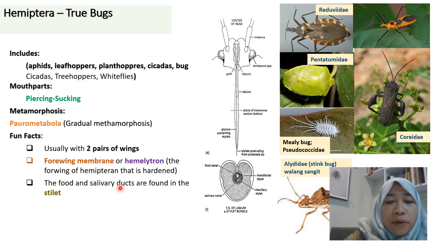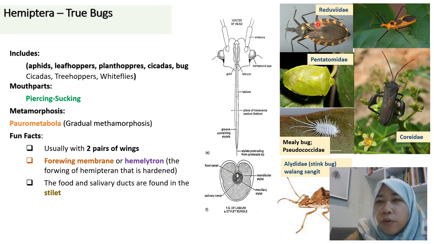The food and salivary duct are found in the stylet. So this stylet is sucking the sap of the plant. It's sucking the nutrition of the plant. Yeah, sucking the food.